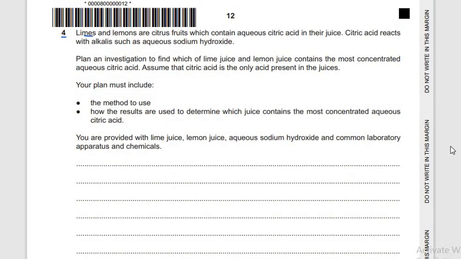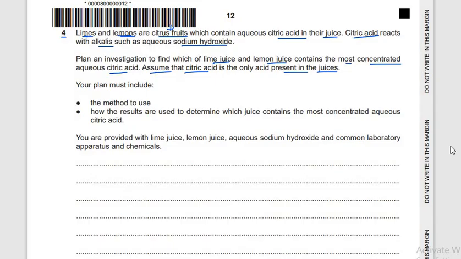Here it says limes and lemons are citrus fruits which contain citric acid in their juice. Citric acid reacts with alkalis such as sodium hydroxide, so sodium hydroxide reacts with the acids present in the limes and lemons. Plan and investigate to find out which of lime juice or lemon juice contains the most concentrated citric acid, and that is the only acid present that we have to assume in the limes and lemons.